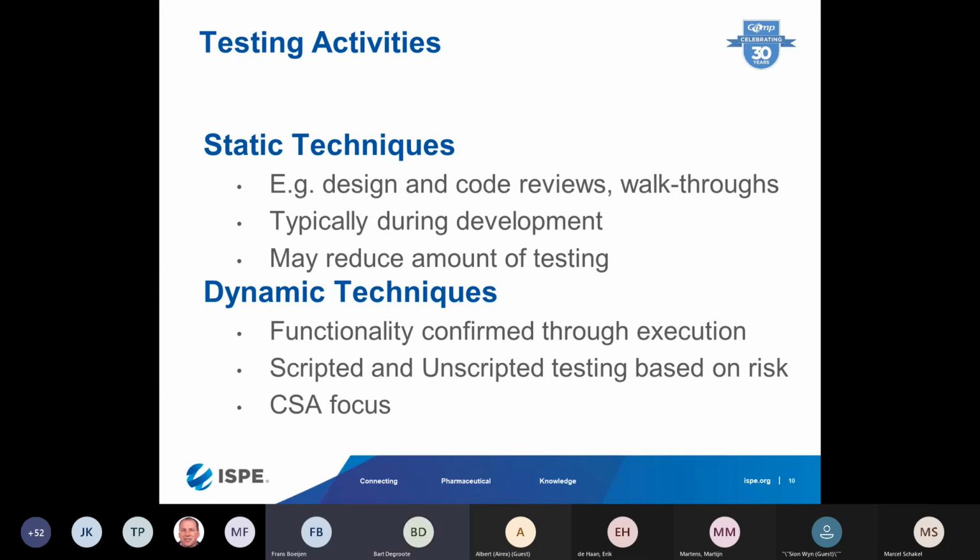Bart? Yes, so to get your software or your features validated, you have to perform some testing activities. You can divide them into 2, the static techniques and the dynamic techniques. Static techniques are really focused on improving the software, and it's performed without execution of your features or your software. So it's a review of your design and your code. You can also do a walkthrough, and it's something that is typically done during the development of the software. But today we will focus on the dynamic techniques, and there you want to find bugs or errors in your system. It's more accurate, so you can find them and fix the issues you found. And here you also find the scripted and the unscripted testing, based on the risk of your computer system. And this is where the CSA focus is at this moment.